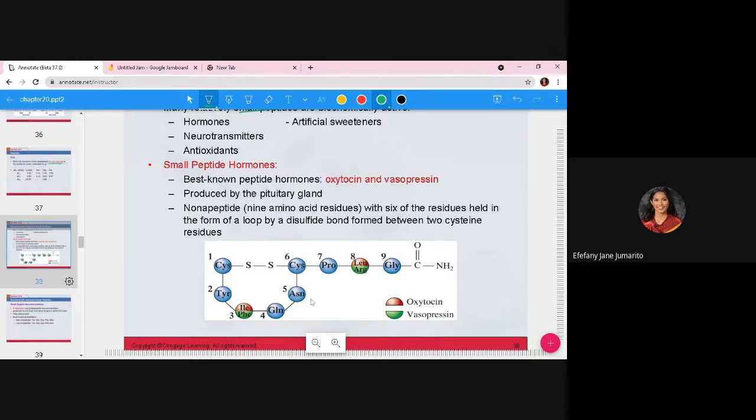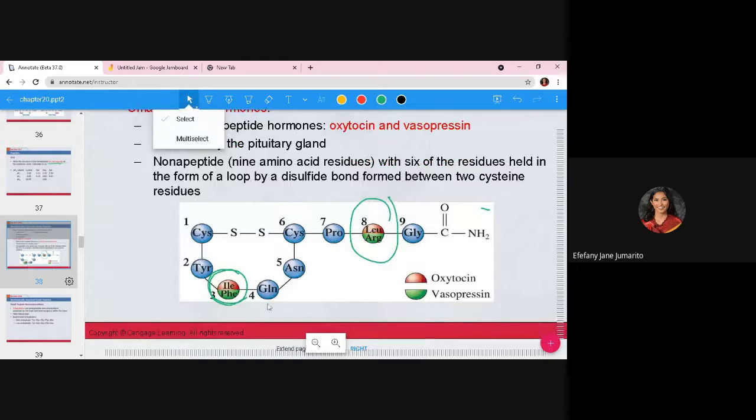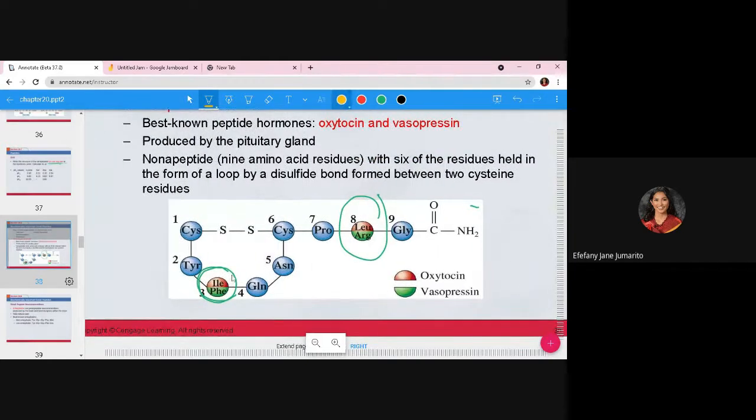Okay, what's the difference of oxytocin and vasopressin? Okay, class, they have the same structure, same drawing. Now what's different is amino acid 3 and amino acid 8. If we have an oxytocin, the amino acid 3 is isoleucine. And in amino acid 8, leucine.